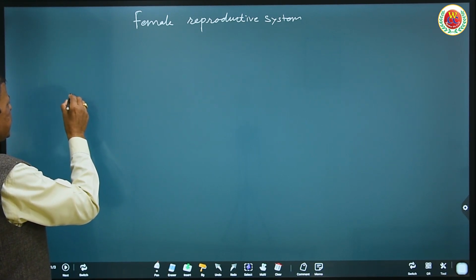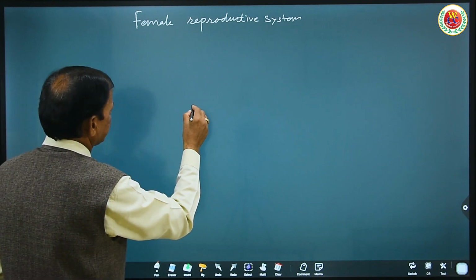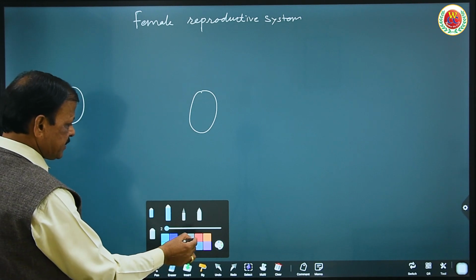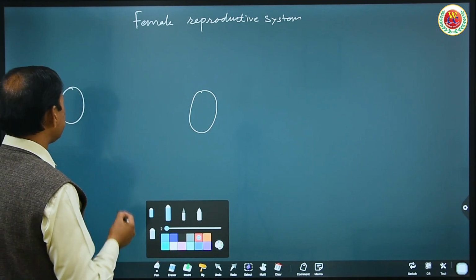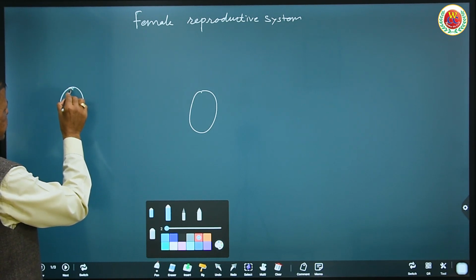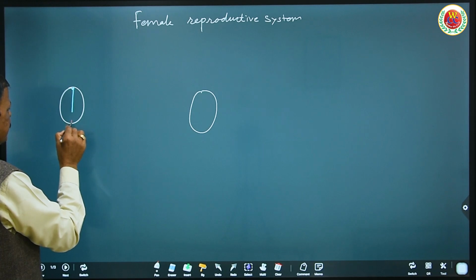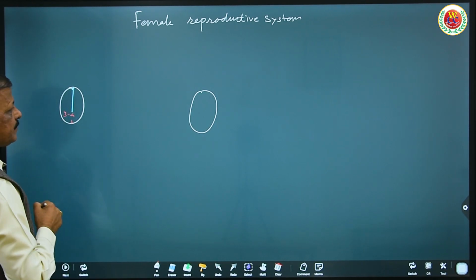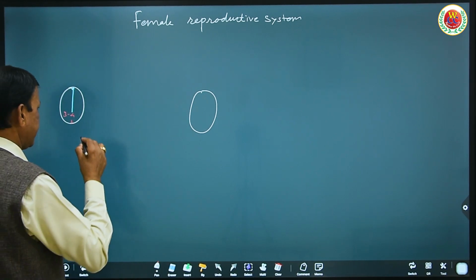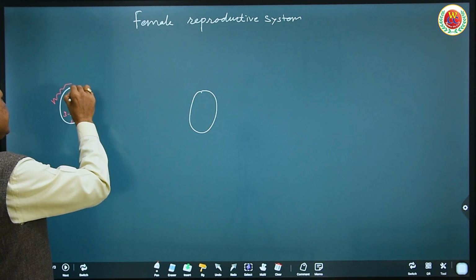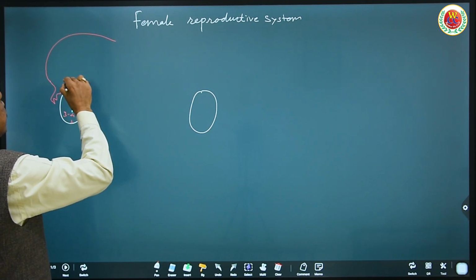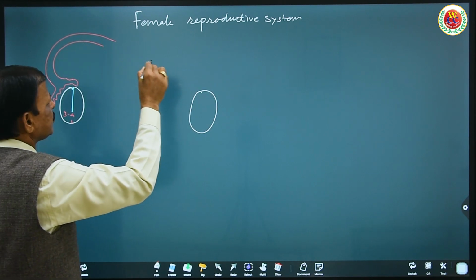It consists of a pair of ovaries. This pair of ovaries is placed into the abdomen. These ovaries are 3 to 4 centimeter in length. They are connected with the abdomen through ligament, and they are associated with the oviduct.